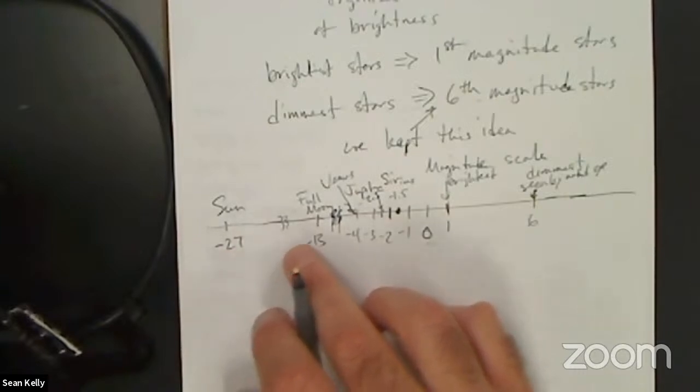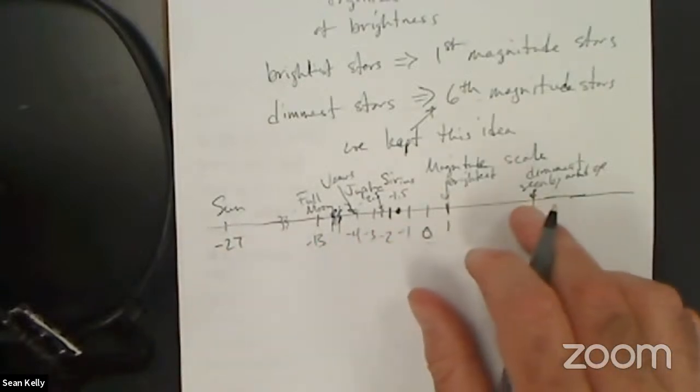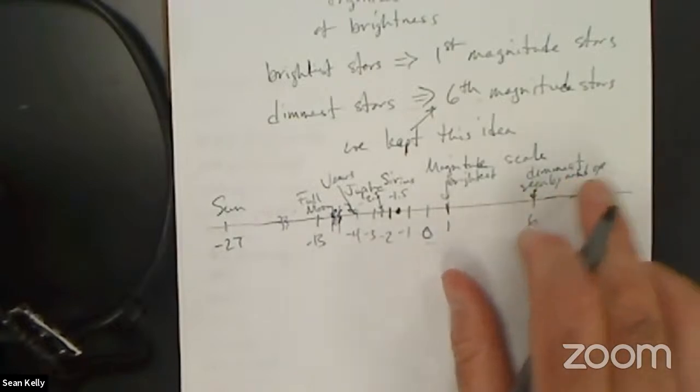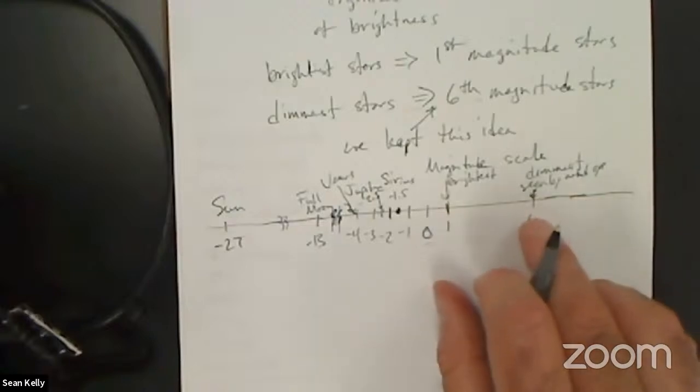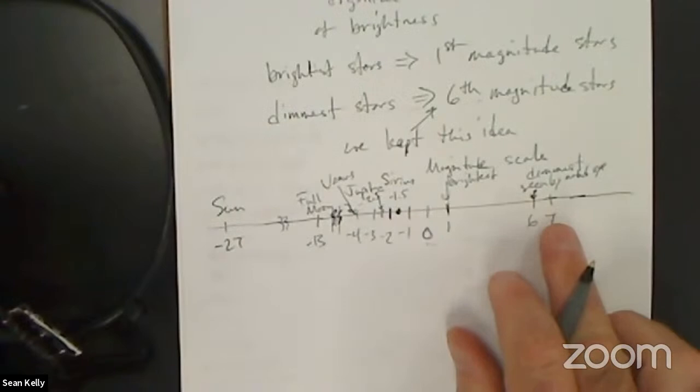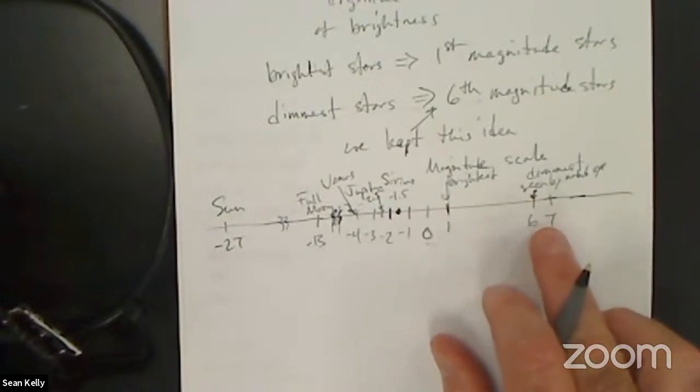Okay, so now let's go the other direction. So we said that the six is the highest number that can be seen with the naked eye? What if you want to see something that's dimmer than a six, like a seven is dimmer than a six, right? How do you see it? You need some help. You need binoculars or a telescope, okay?